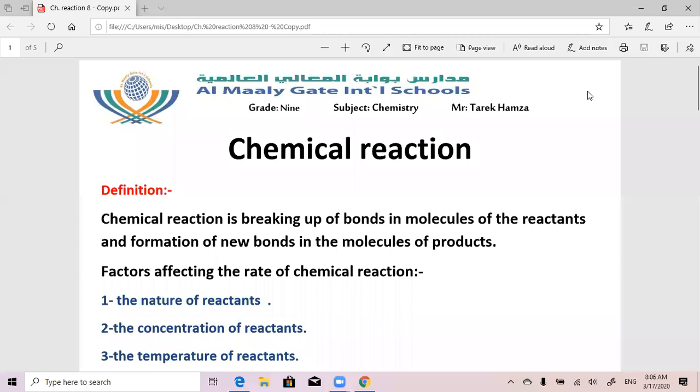The chemical reaction between molecule and reactant to break down the bonds between the reactant and produce new bonds in molecule. Okay.